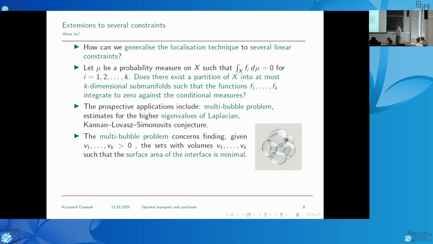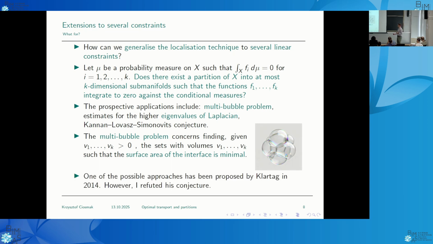So this is a picture. It's known that the energy of soap bubbles is proportional to the area, and therefore soap bubbles should answer our question of how such multi-bubbles, optimal bubbles, look like. One possible approach to this generalization to several constraints was proposed by Klartag in his paper of 2014, but this turned out to be wrong.